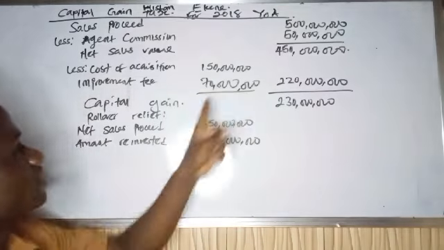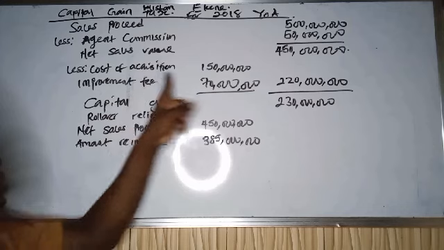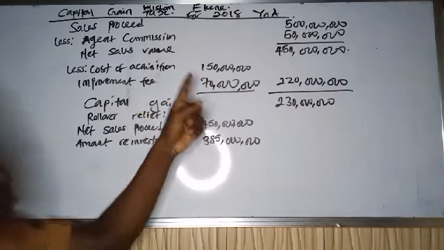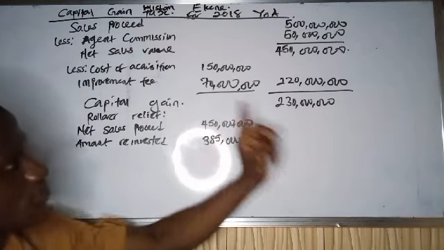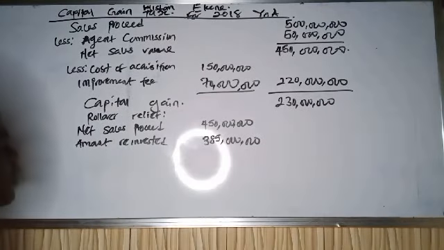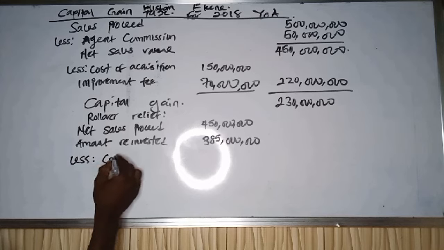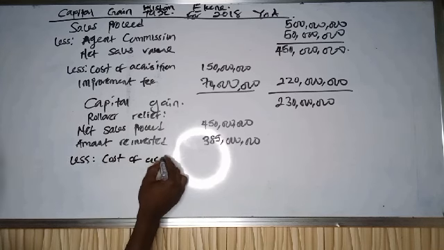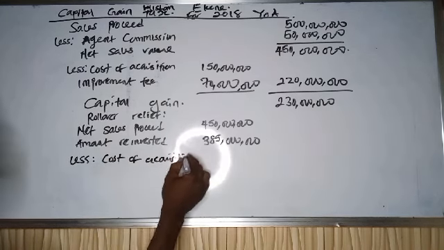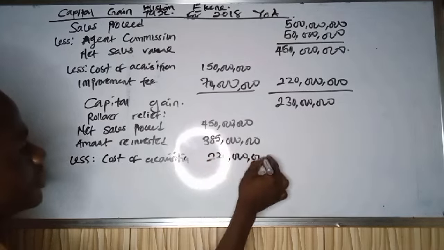So my real cost of acquisition is 150 million plus 70 million naira. He said he bought the asset for 150 million, but there was an improvement fee of 70 million naira. So the cost of the asset is 220 million naira. So I'll come here and say less cost of acquisition, which is 220 million naira.